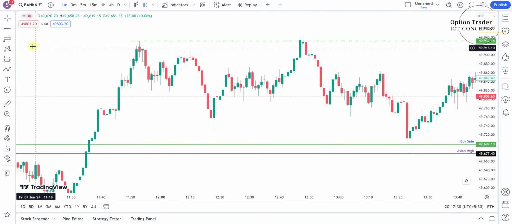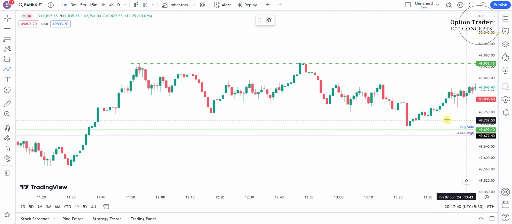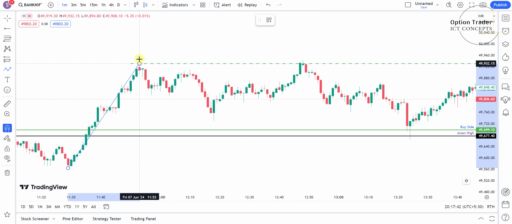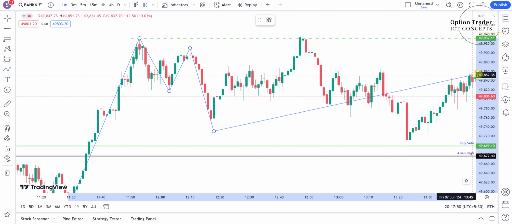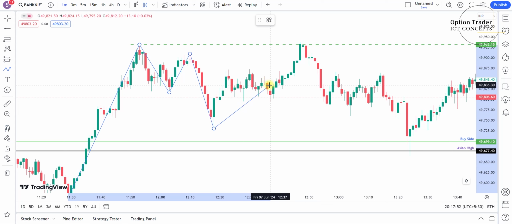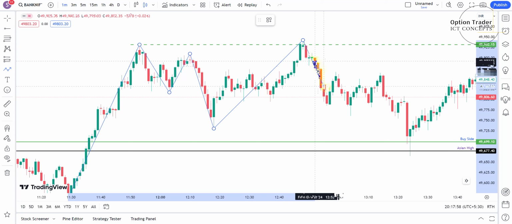Okay, in which I came to know from the bottom. Let us draw a path like this. Let's draw a path like this, and this was an equal low and a path, which is a lower low. And after the London session opens, the market went upwards to sweep this area, and it suddenly fell. What happened? It took out this low.